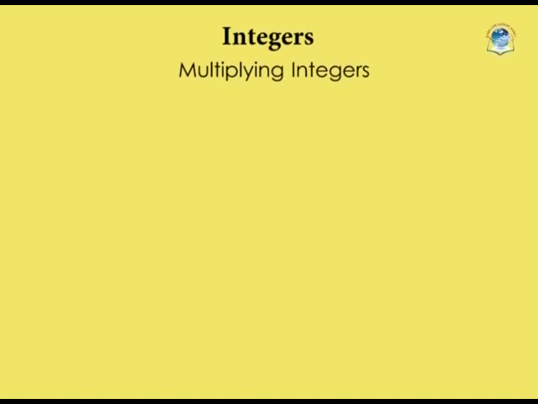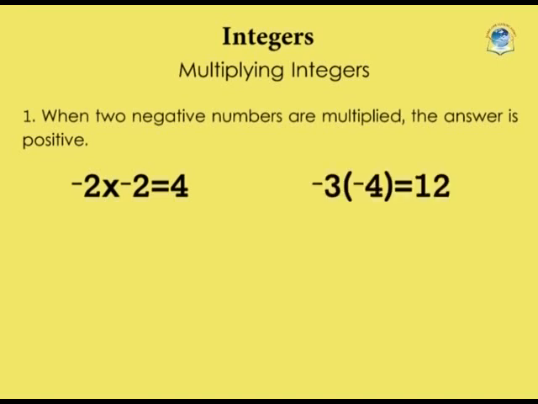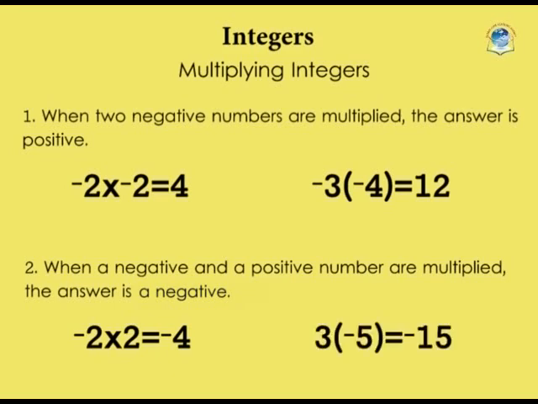Multiplying integers. Integers are multiplied just like all the other natural numbers, but with 2 important rules. 1. When 2 negative numbers are multiplied, the answer is a positive, and so minus 2 times minus 2 is plus 4. Minus 3 times minus 4 is plus 12. Secondly, when a negative and a positive number are multiplied, the answer is a negative. So minus 2 times 2 is minus 4, and 3 times minus 5 is minus 15.